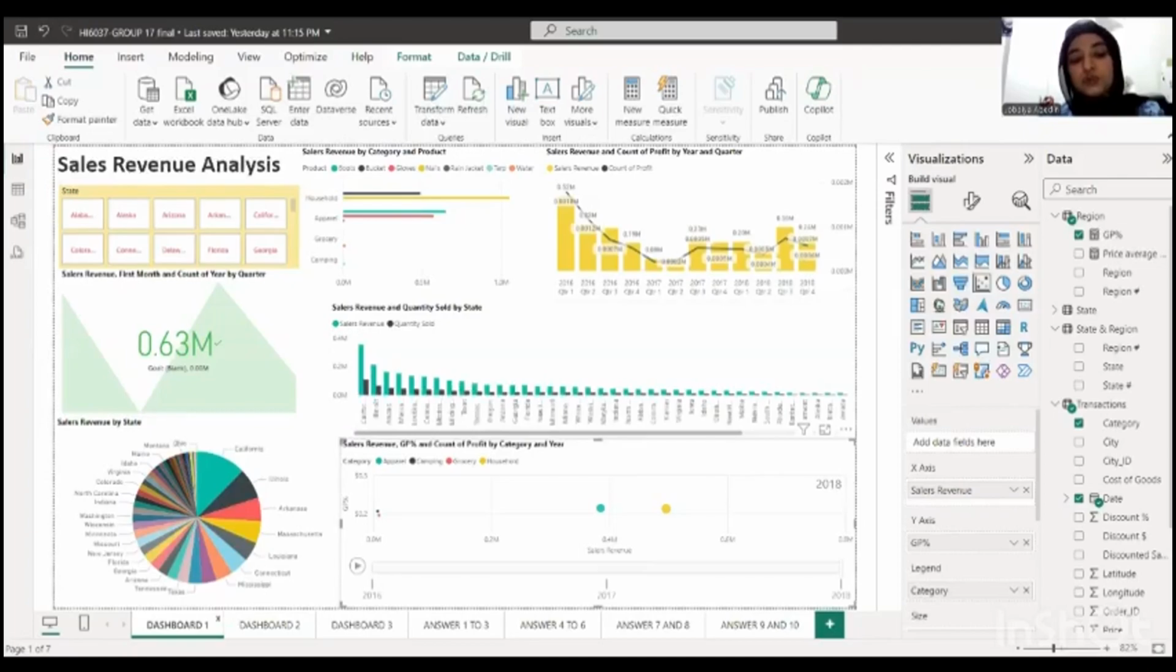I'll explain dashboard 1. Suman will explain dashboard 2 and Asra will explain dashboard 3. Shubhat will explain question answer 1 to 10.